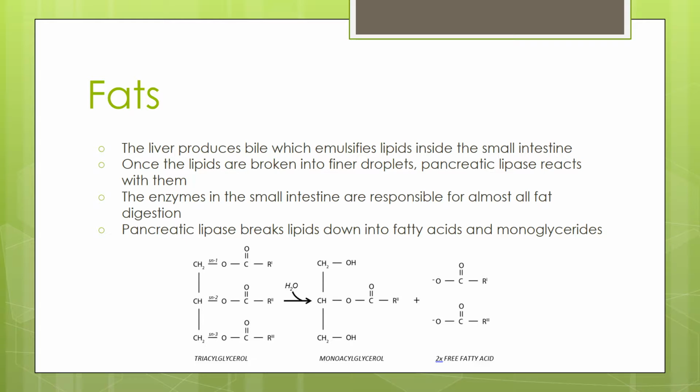The digestion of fats begins in the mouth, where short-chain lipids break down into diglycerides because of lingual lipase. Bile, which contains bile salts, is produced in the liver. The bile salts emulsify the lipids inside the small intestine.